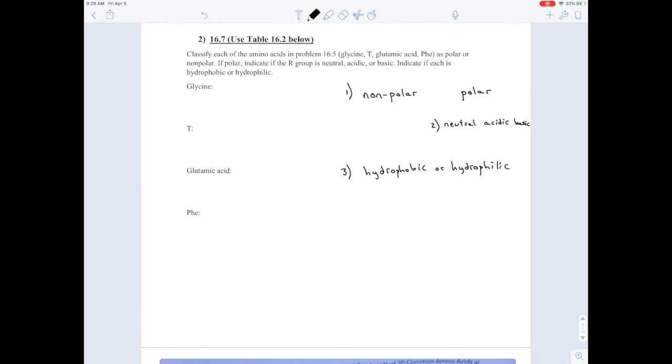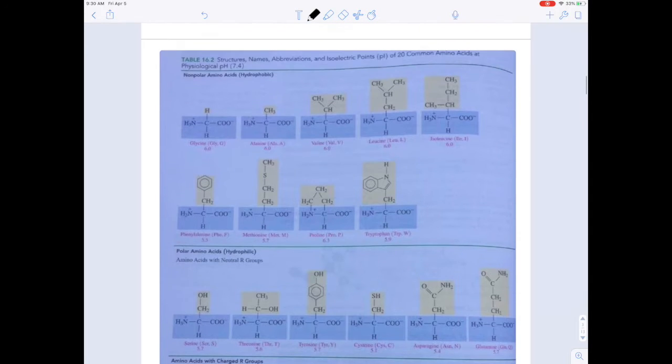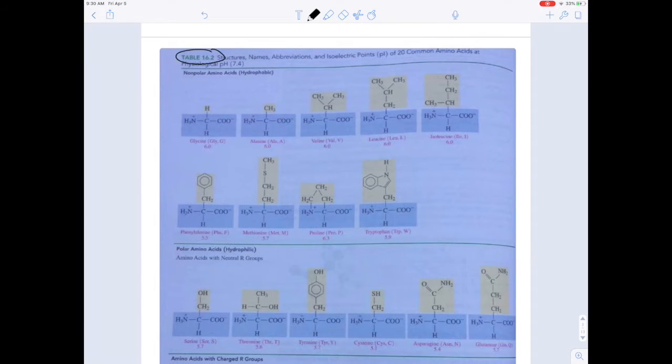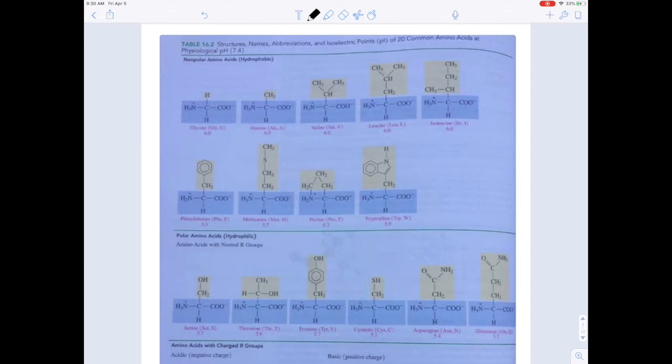So, let's start with glycine, and we're going to refer to table 16.2. Now, in table 16.2, you have a list of a whole bunch of amino acids. You can recognize them as amino acids because on the left of each, in the blue boxes, you have amines, so nitrogen with all single bonds. Remember that amines are bases, so if they are in water, like the amino acids are in your body, they're going to accept an H and get a plus charge. And that's why they have NH3 plus here.